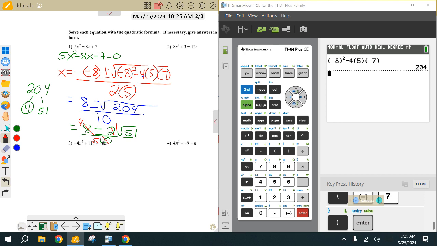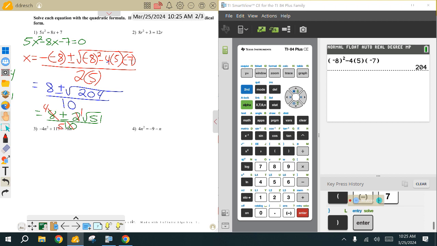So I'm going to drag this off to the side because I'm clearly running out of room. So what is that? 4 plus or minus the square root of 51 all over what? 5.